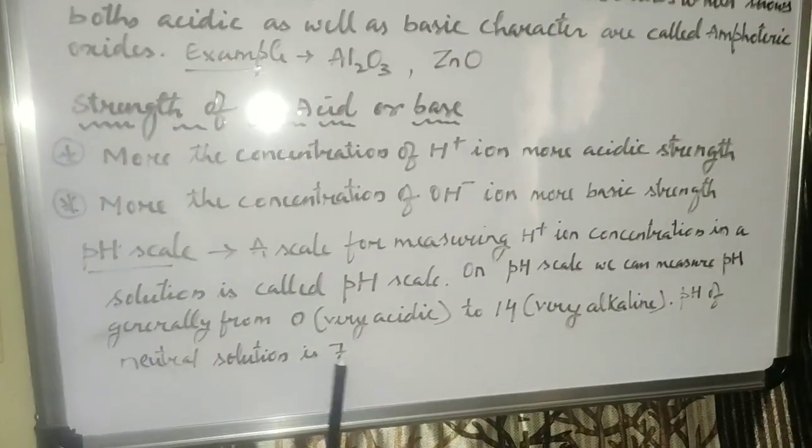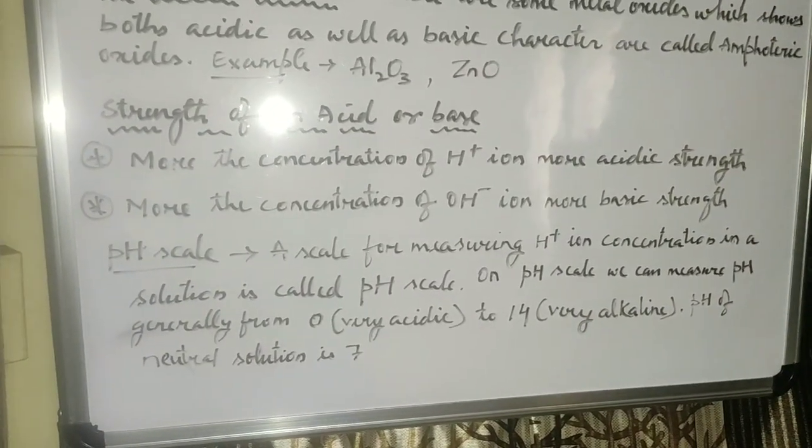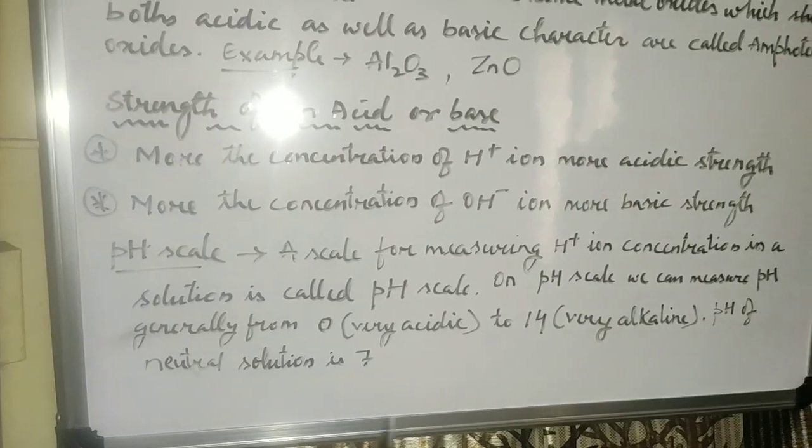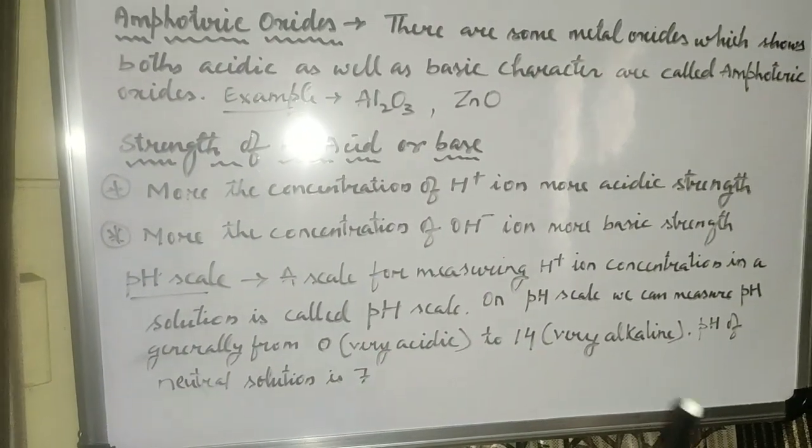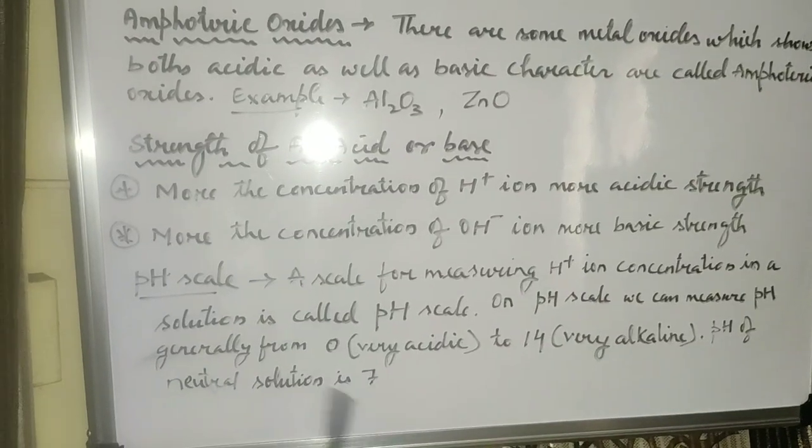In case of neutral solution, the pH will be 7. If the pH of any solution is 7, that means that solution is a neutral solution.